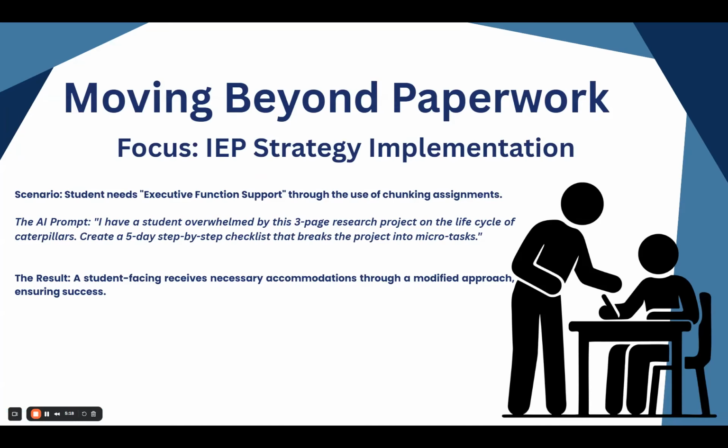So let's focus on moving beyond the paperwork and IEP strategy implementation. In this scenario, the student needs executive function support, and we're going to use this through chunking of assignments. Oftentimes, students will need to break projects down into a step-by-step checklist that will allow them to microtask the assignment at hand so that they will be successful. As a result, the students receive the necessary accommodations through a modified approach, and this again ensures success.